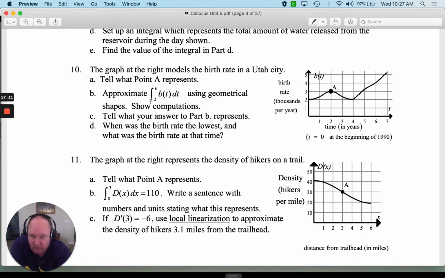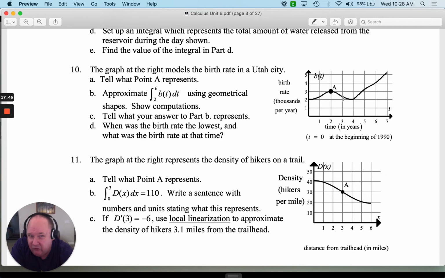Approximate the integration using geometric shapes from 2 to 6. So from 2 to 6, what geometric shape would you use to find the area here? So from 2 to 6 to begin with, do you see a rectangle that's like 2 rows? So from 2 to 6, the width of that rectangle is 4, and then the height is going to be 2,000. So 4 times 2,000, that's 8,000.